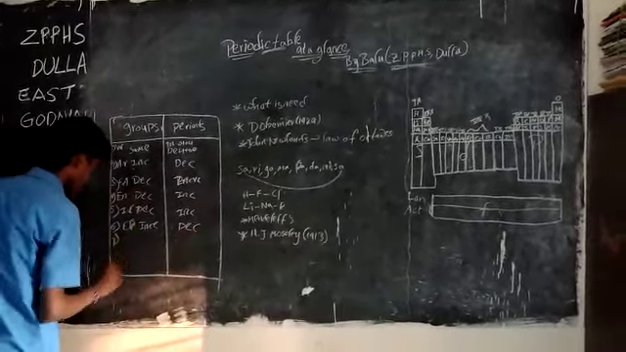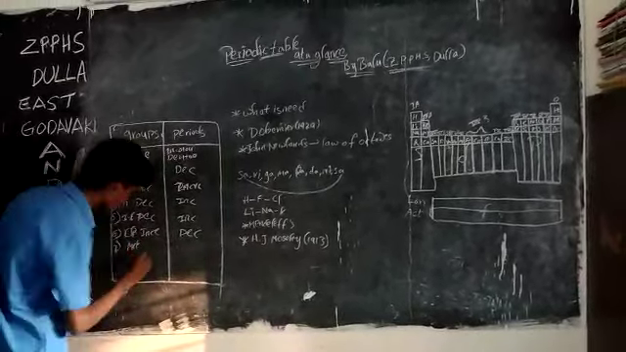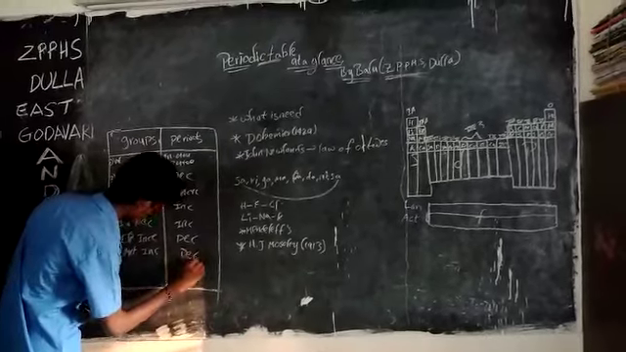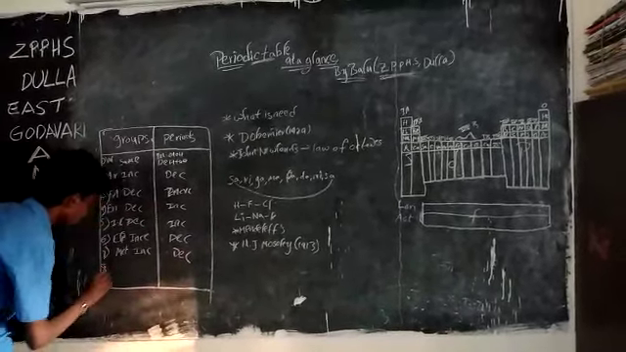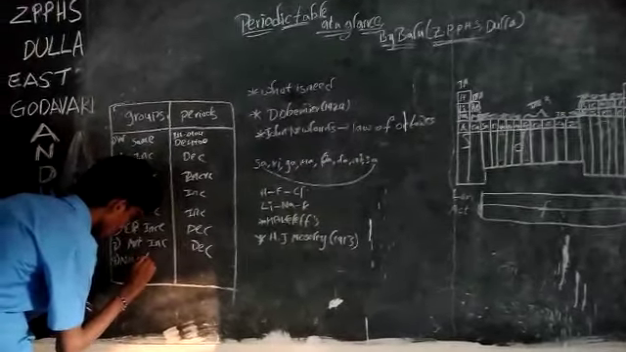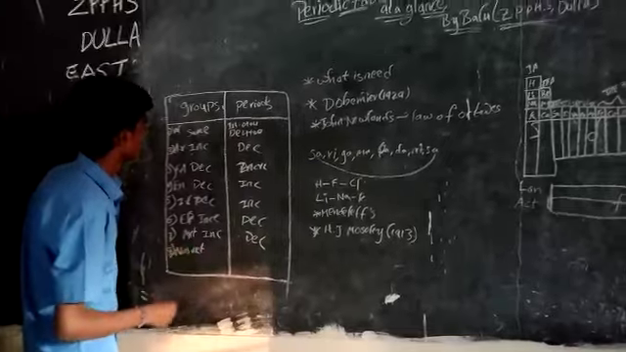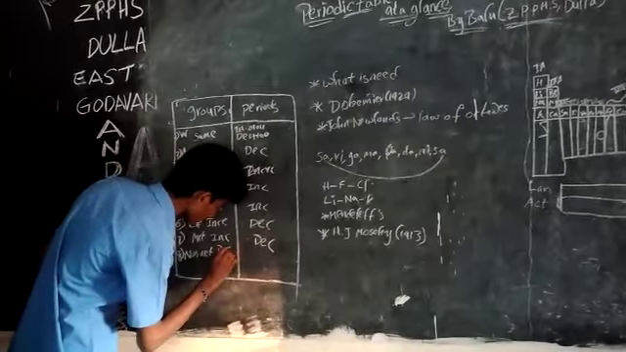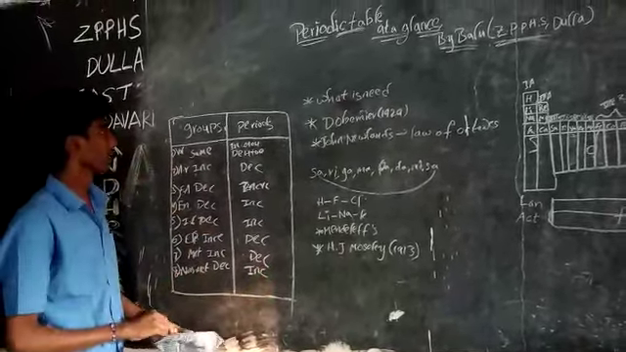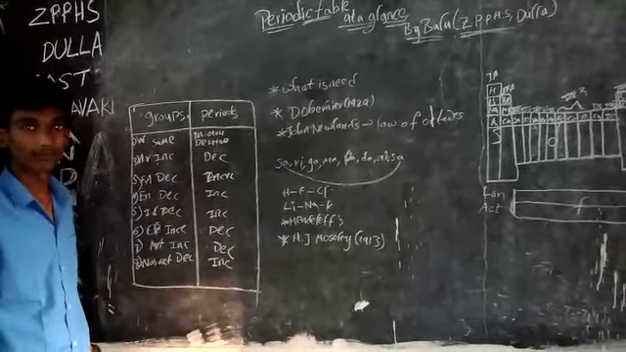The seventh property is metallic nature. The metallic nature increases in groups and decreases in periods. The last property is non-metallic nature. The non-metallic nature is the opposite of metallic nature, so it decreases in groups and increases in periods. So these are the properties in the periodic table to know about the variations in groups and periods. So thank you.